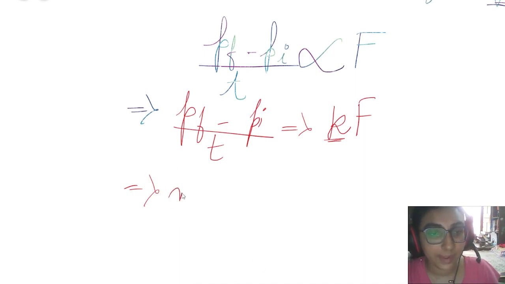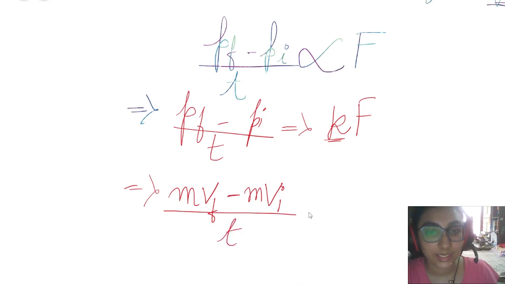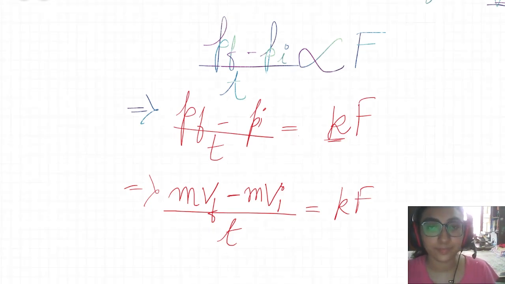It will be m. Now you know that mass is always constant, right? Mass is a quantity that can never change. So there's no point in writing mf and mi. So we will directly write mvf minus mvi divided by t equals kF. Sorry, this will not be an arrow. This will be an equal sign. Yeah. So we got this.